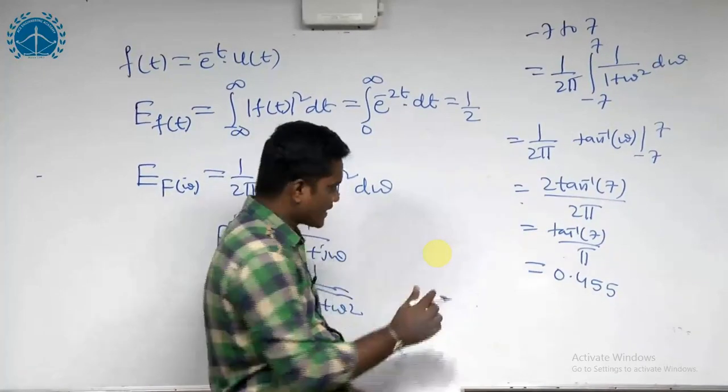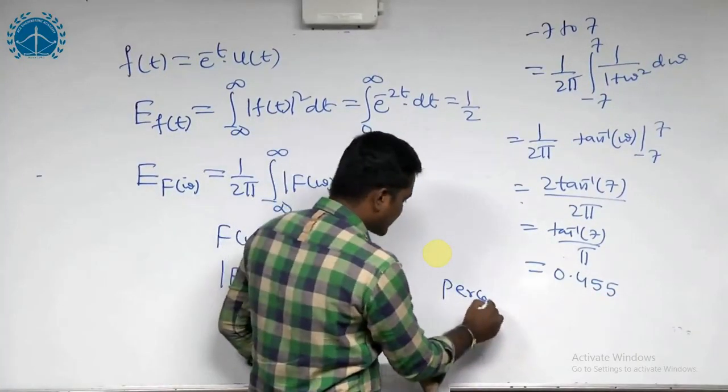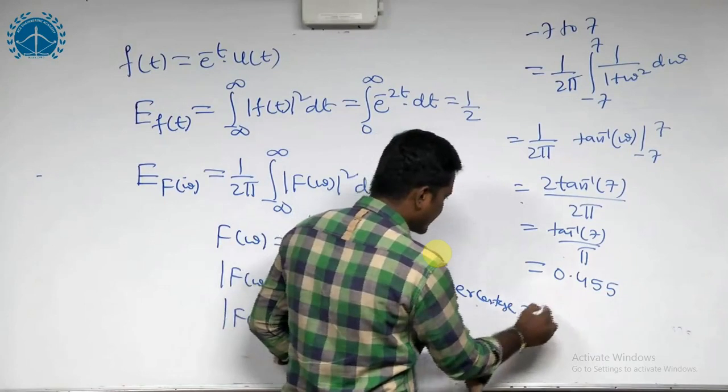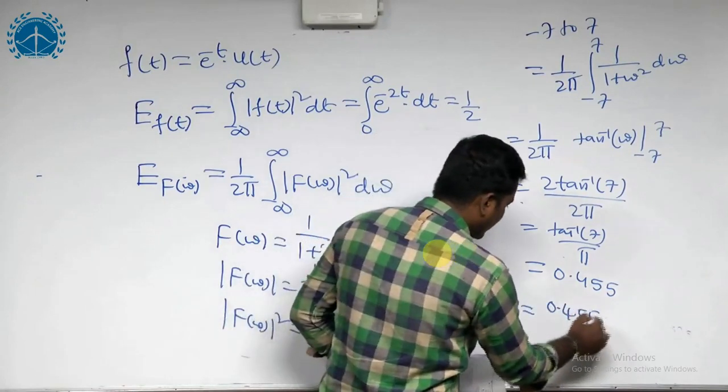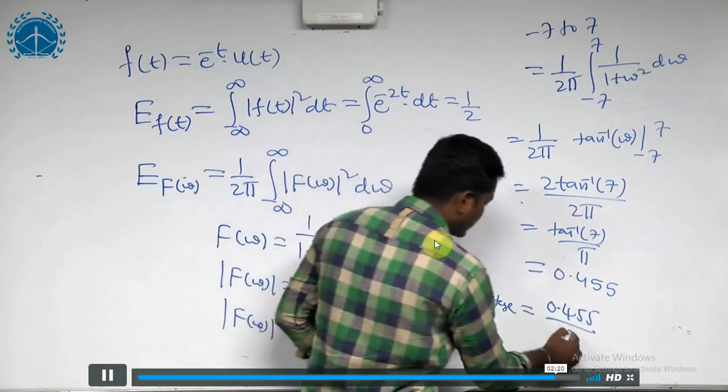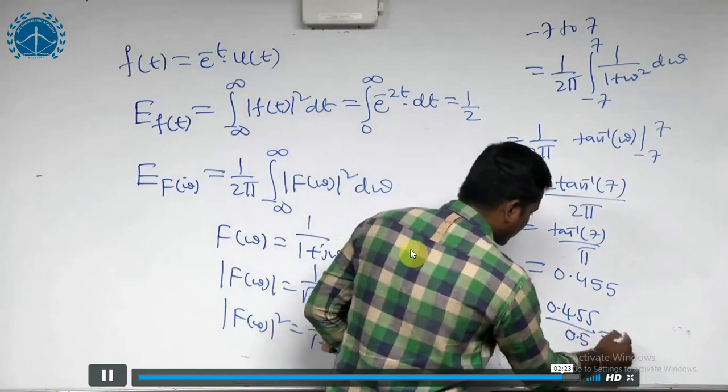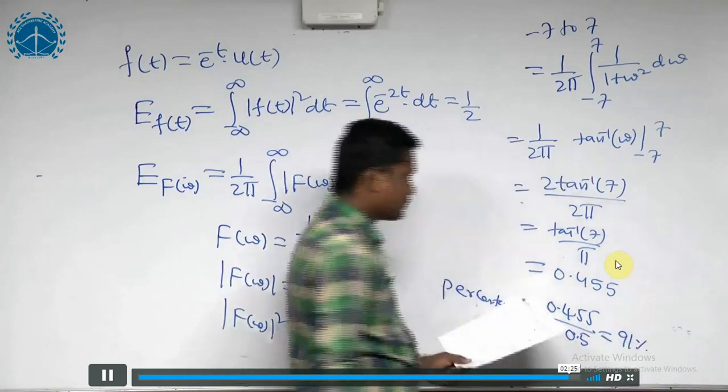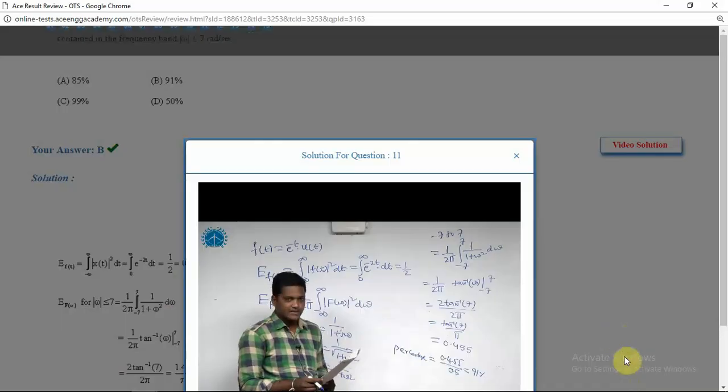He is asking the percentage. So the percentage of energy is equals to 0.455 by what is the total energy? 1 by 2. So 0.5. If you solve this, you are going to get 91%. So the answer is B.